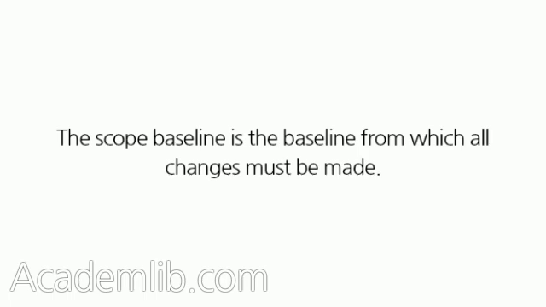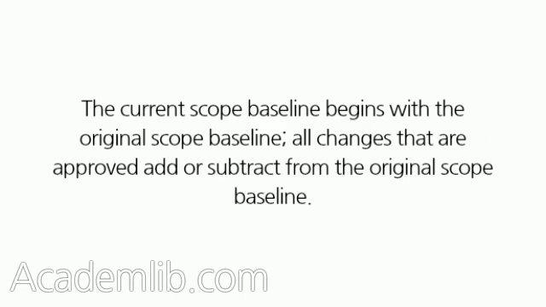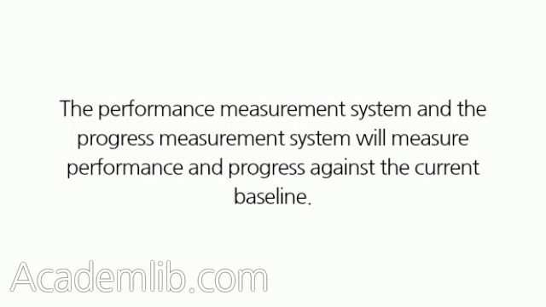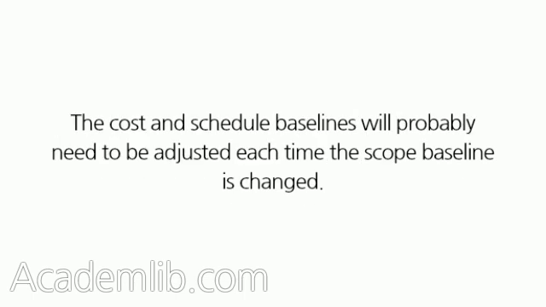The scope baseline is the baseline from which all changes must be made. The current scope baseline begins with the original scope baseline. All changes that are approved add or subtract from the original scope baseline. After the changes are made, a new baseline is created, which becomes the current baseline. The performance measurement system and the progress measurement system will measure performance and progress against the current baseline. The cost and schedule baselines will probably need to be adjusted each time the scope baseline is changed.